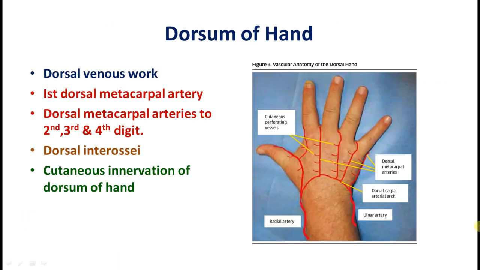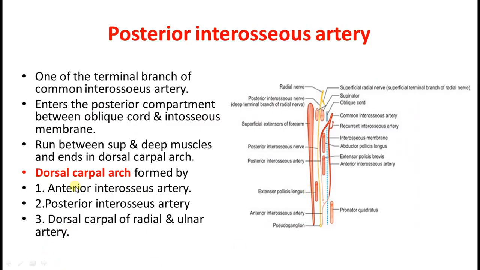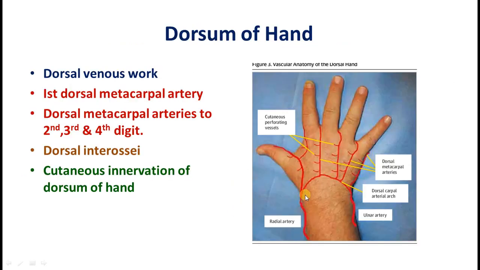So here you are able to see the dorsal carpal arch. It is mainly formed by the branch from the anterior interosseous artery, which also comes to the posterior compartment through an opening in the lower part of the interosseous membrane from the anterior compartment. It is joined with the posterior interosseous artery, and branches from the dorsal carpal branches of the radial and ulnar artery. This is the dorsal carpal branch of the radial artery. This is the dorsal carpal branch of the ulnar artery. Then you have branches from the anterior and posterior interosseous artery. They will form this arch, which is called the dorsal carpal arch.